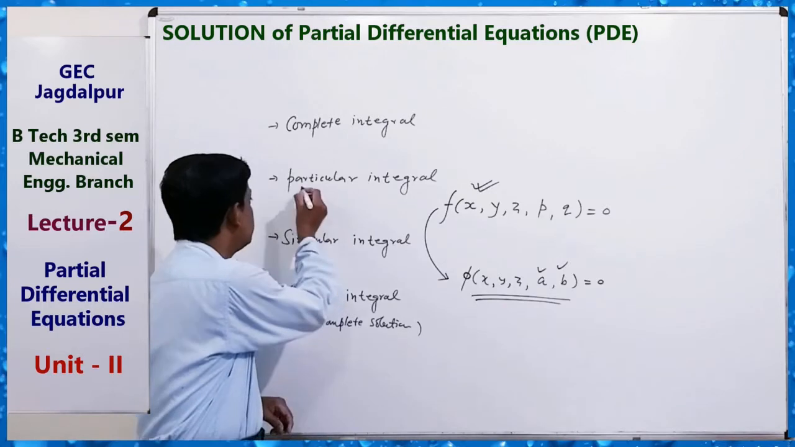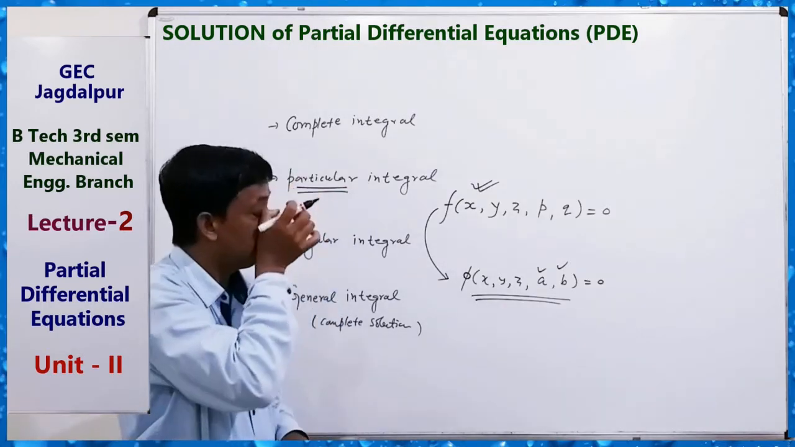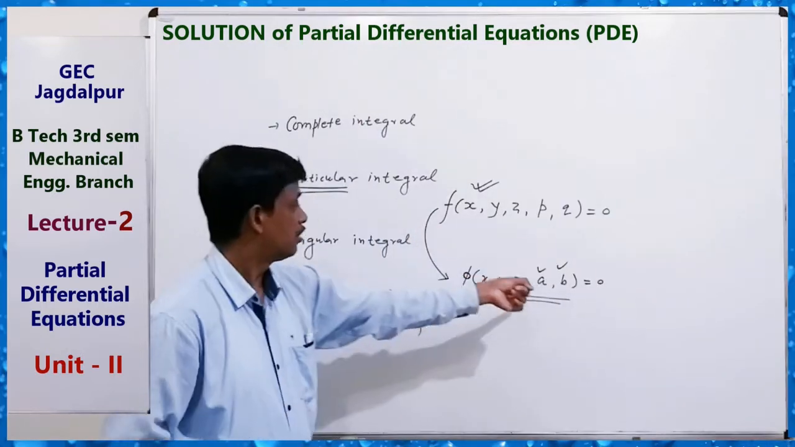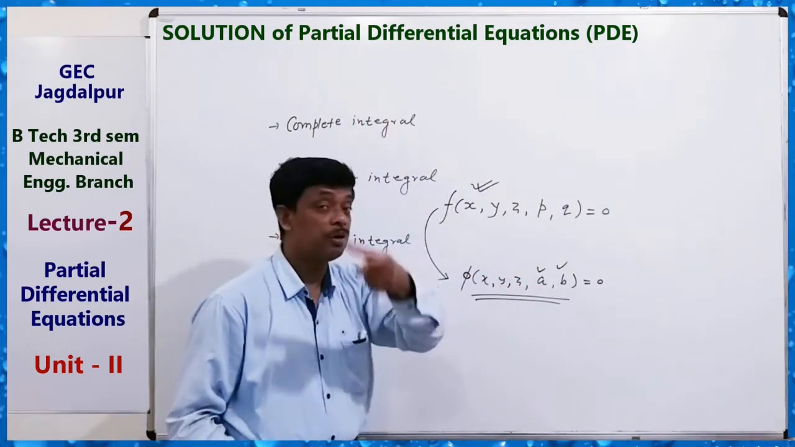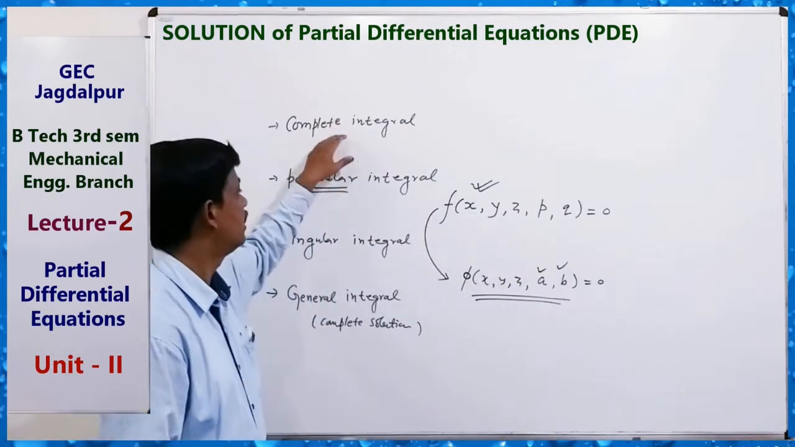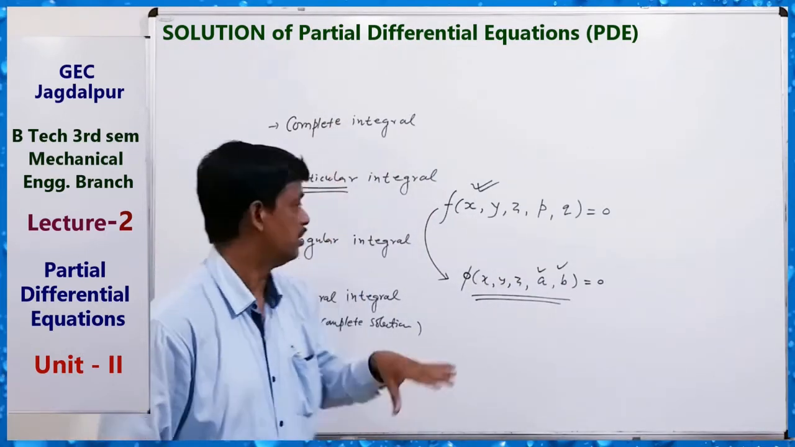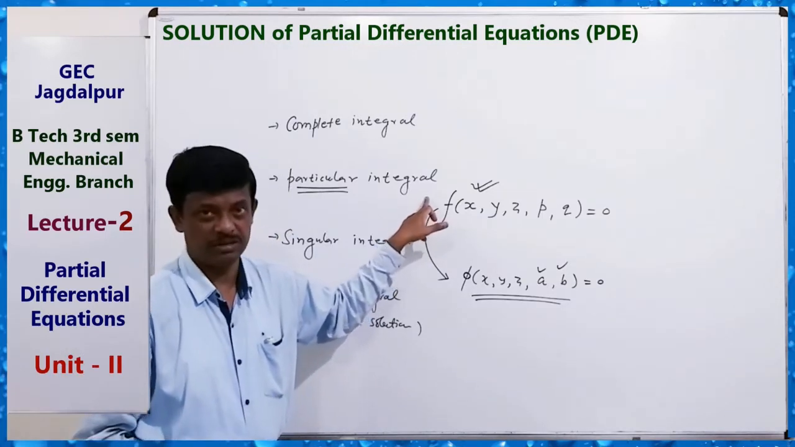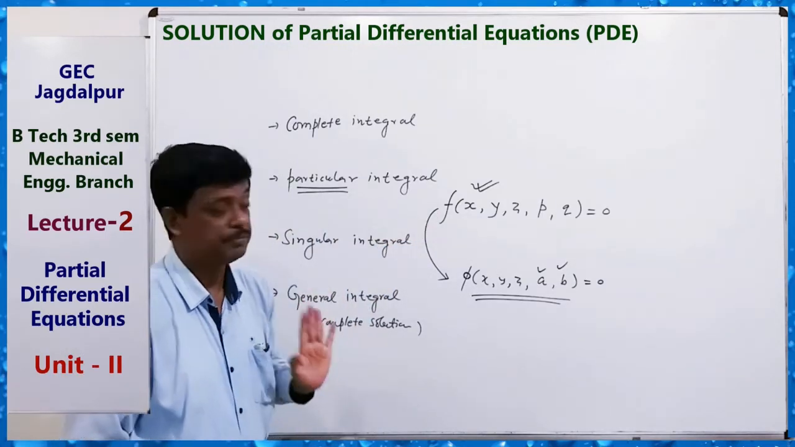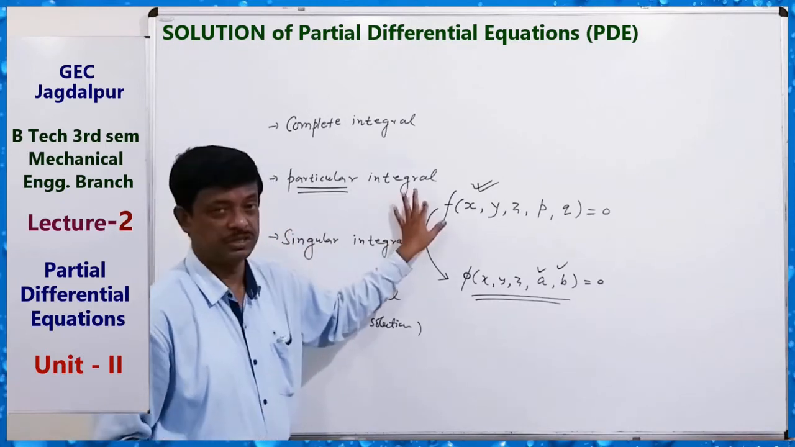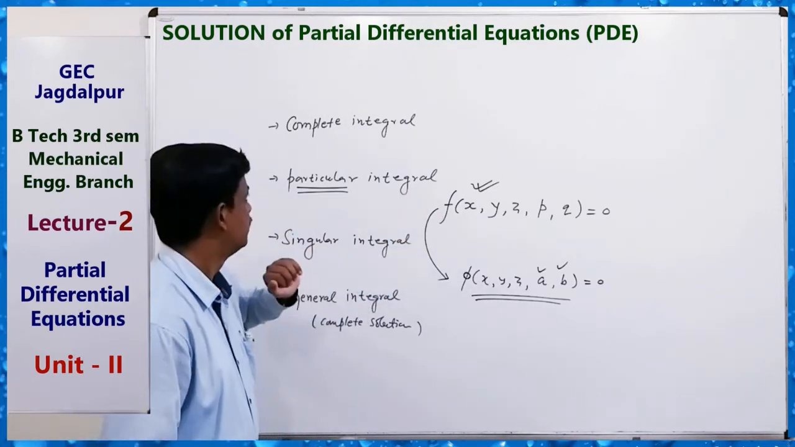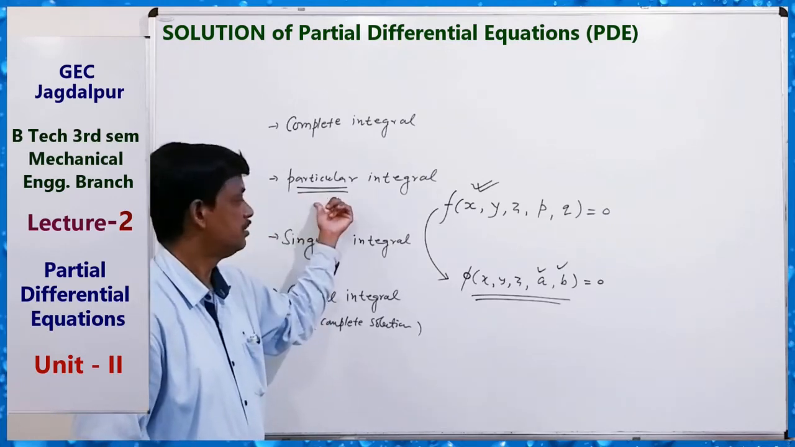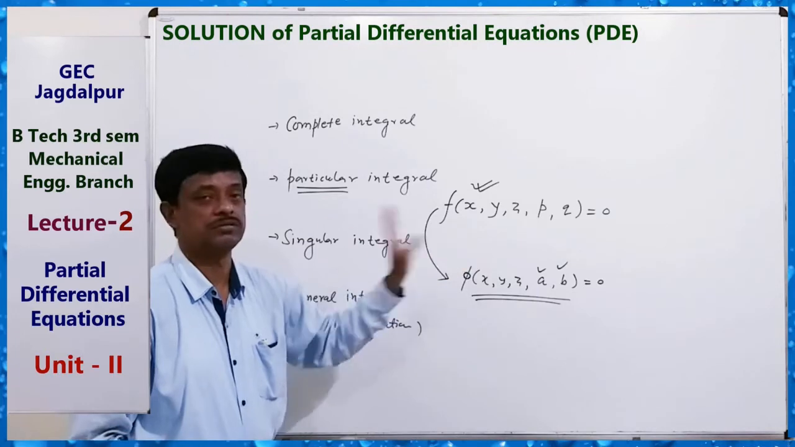And the particular integral, how can we find it? If we give some particular values to the constants in the complete integral, we can find the particular integral, the particular solution. Integral means solution. So how do we get a particular solution? By giving particular values to the arbitrary constants.